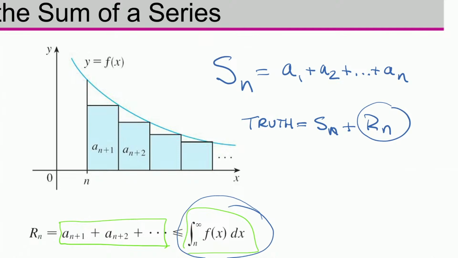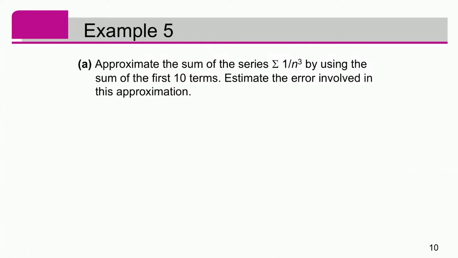So let me just show you how this works in an actual example. Let's suppose you want to approximate the sum of this series by using the first 10 terms. So that means I'm going to add up on my calculator 1 over 1 plus 1 over 8 plus 1 over 27 plus 1 over 64. You get the picture. In fact, I've got it written right here: 1 over 1 cubed plus 1 over 2 cubed plus 1 over 3 cubed, etc. So I just want to know the first 10 terms. Don't worry, I'm not going to make you punch this into your calculator. I just want to show you how this works.